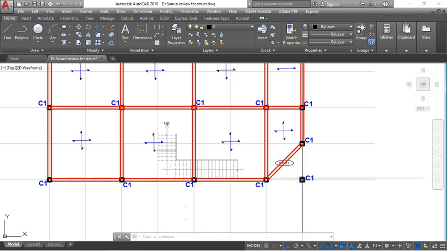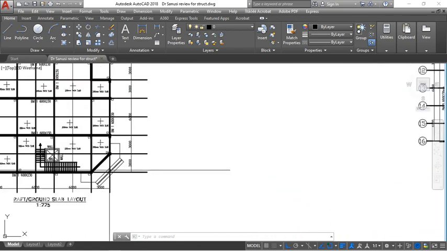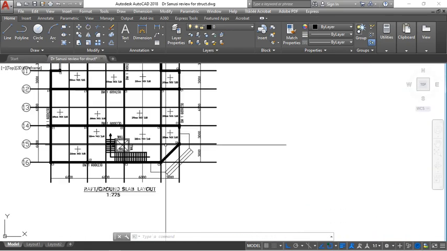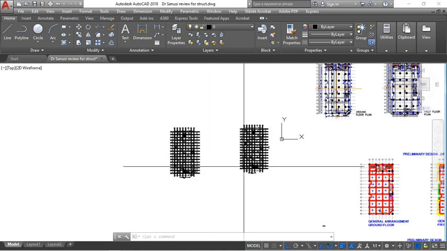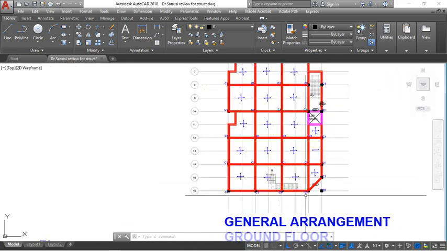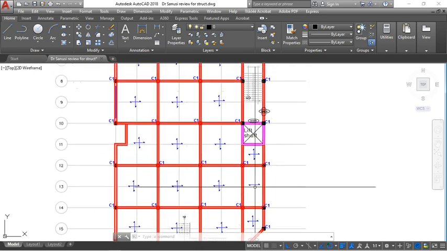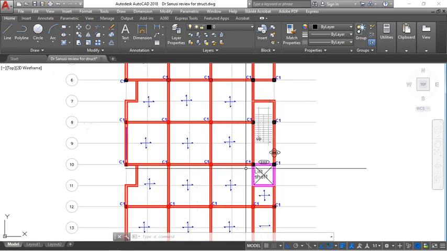Now this is the column that was missing in the previous structural arrangement which I pointed to. So this is the whole arrangement. Like I said, you might have to pause this video to actually view this thing.